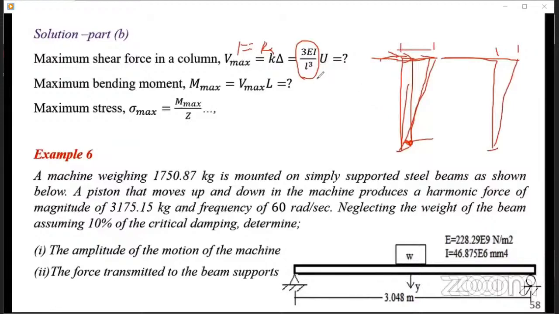And we have found what is the maximum of the steady state response. The forcing function produces a maximum displacement capital U. To calculate the maximum shear force, you multiply by the stiffness of this column to get the shear force, and then you get the moment, and then you get the stress.